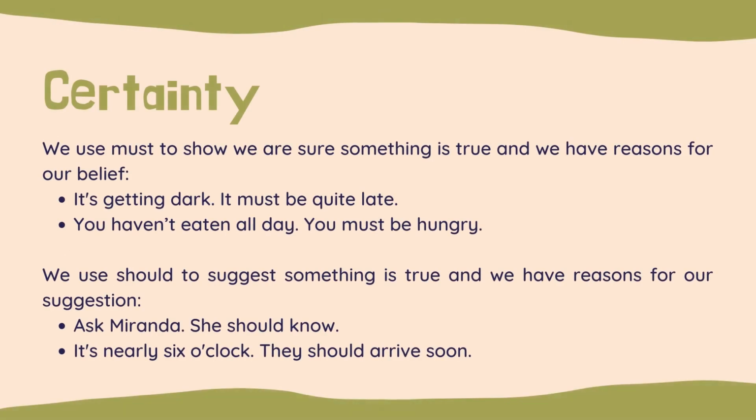Certainty. We use must to show we are sure something is true and we have reasons for our belief. It's getting dark. It must be quite late. You haven't eaten all day. You must be hungry. We use should to suggest something is true and we have reasons for our suggestions. Ask Miranda. She should know. It's nearly 6 o'clock. They should arrive soon.